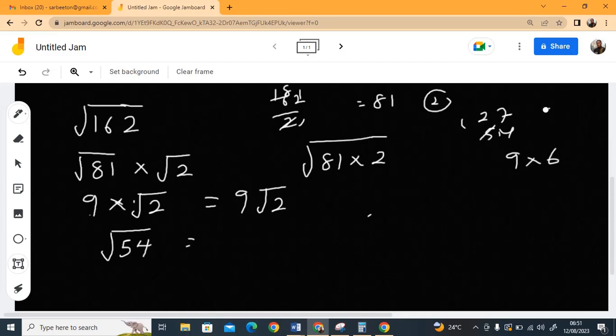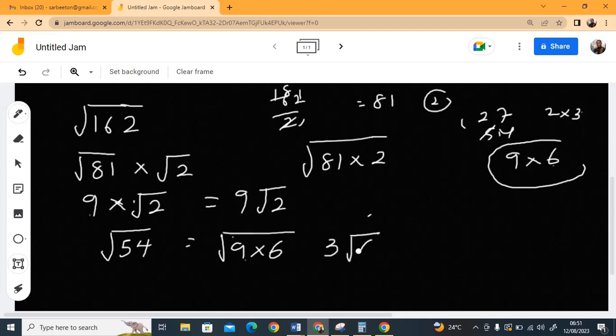If you multiply 2 times 3, these two prime numbers make up this 6. And this 9 is a perfect square. So when I divide 54 by the perfect square 9, I get 6, and 6 is a non-perfect square. So I'm going to use these two numbers. The square root of 9 times 6: the square root of 9 is 3, and the square root of 6, I told you, you just put it at the back. So that is how that one goes.